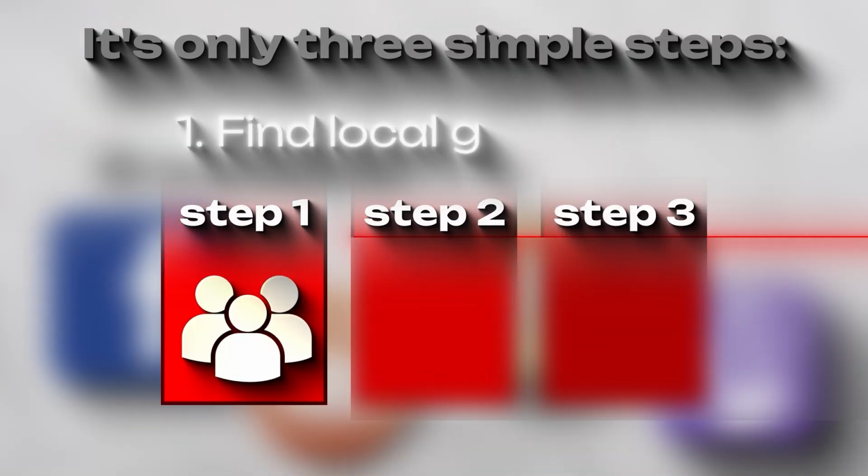Step 1. We find the local groups. These are the communities where the people in your town are already hanging out and talking to each other every single day. On Facebook, you search your area plus local business groups. So, Tampa, local business groups. Phoenix, local business groups. Whatever your city is.